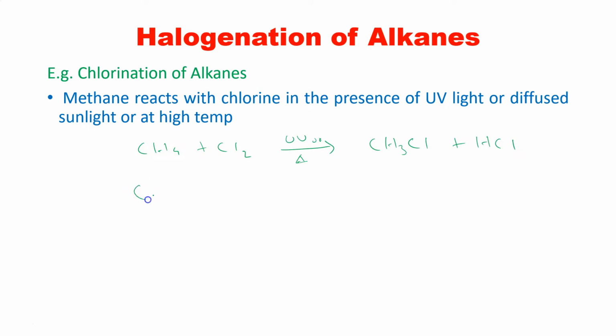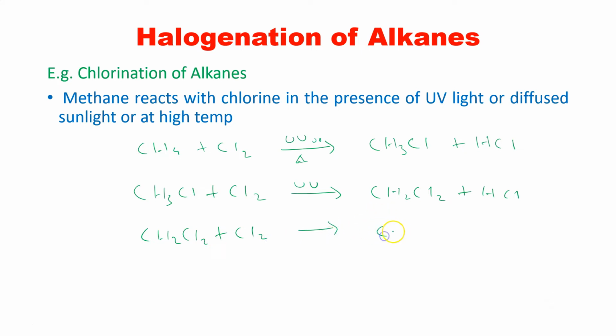This methyl chloride will continue to react with a chlorine molecule. Again it will homolytically cleave, and again in the presence of UV light the same reaction will continue, and it will give dichloromethane plus HCl. Further, this dichloromethane will react with a chlorine molecule, they will cleave homolytically, and after that it will form chloroform.